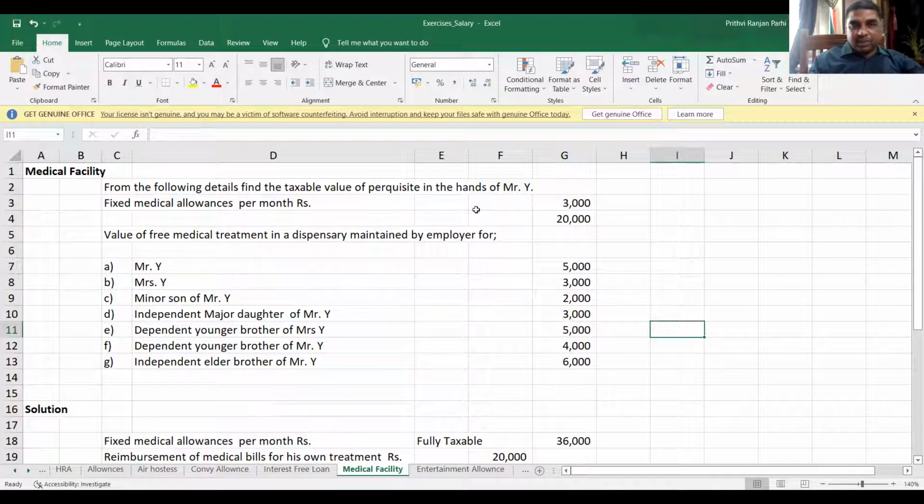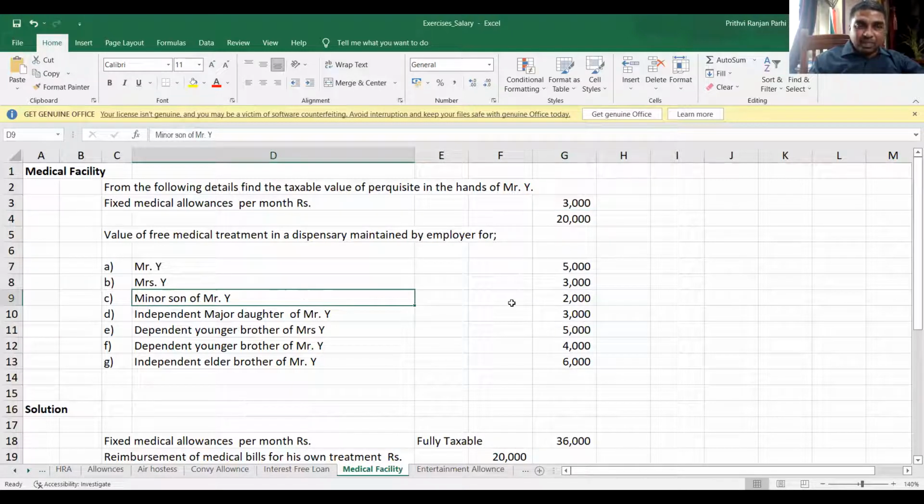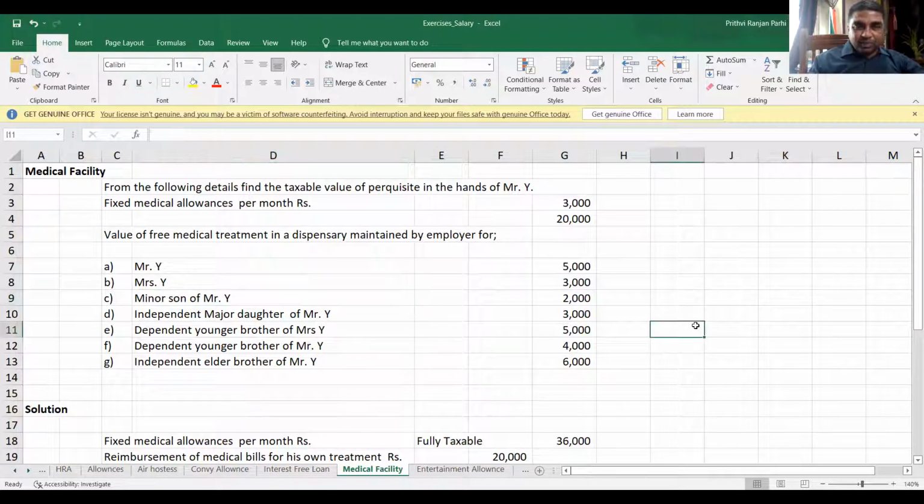Let us say this fixed medical allowance is 3,000 rupees. This 20,000, what is that? For the time being, let us ignore it. Medical treatment in a dispensary maintained by the employer: for Mr. Y, Y is the employee, 5,000 rupees. Mrs. Y, 3,000 rupees. Minor son of Mr. Y, 2,000 rupees. Independent major daughter of Mr. Y, 3,000. Dependent younger brother.